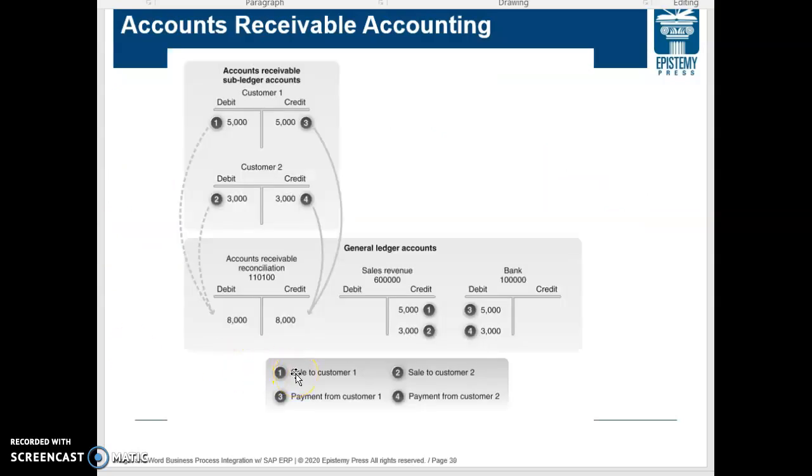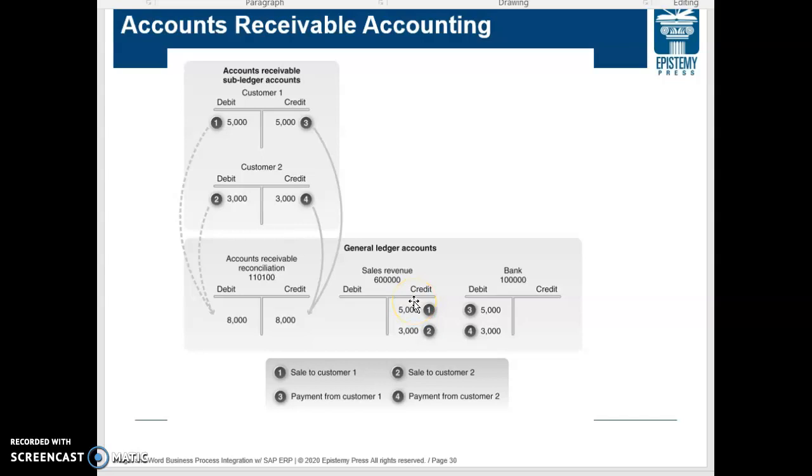So again, an example of accounts receivable accounting, if we sell bikes to 2 customers, so step 1 would be the sale to the customer. So we would debit the accounts receivable account for each customer, and we would credit our sales revenue to our sales revenue general ledger account.